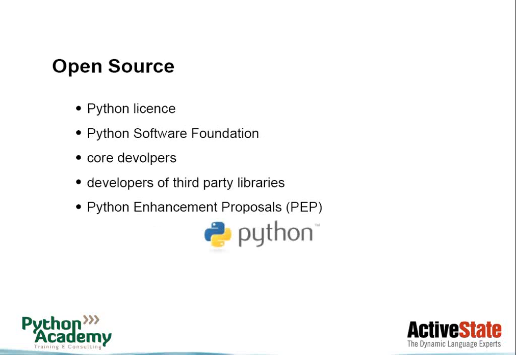Next slide, please. Okay, Python's open source, with a special license for programming languages that allows you to do pretty much everything you would like to do with the language, including selling it. So it's a very, very open and liberal license. I mentioned the Python Software Foundation, and there are core developers that develop Python itself, and there are a lot of other developers that develop many thousands of packages and libraries in Python you can install to extend the functionality of Python. And there's a process called Python Enhancement Proposal to get those things in. Next slide, please.